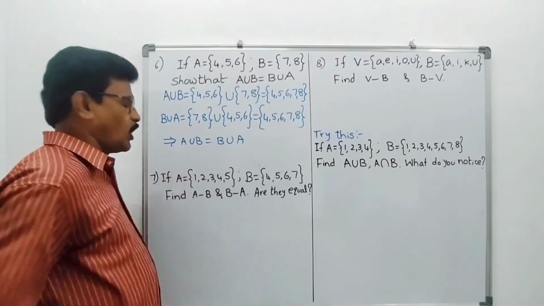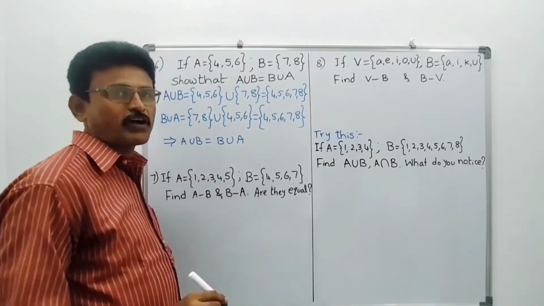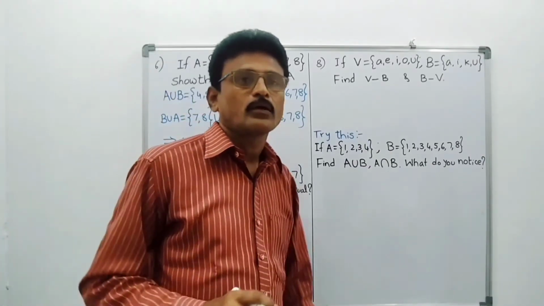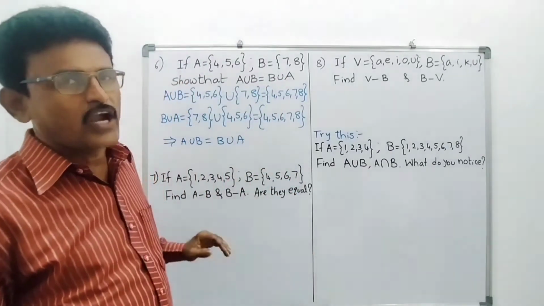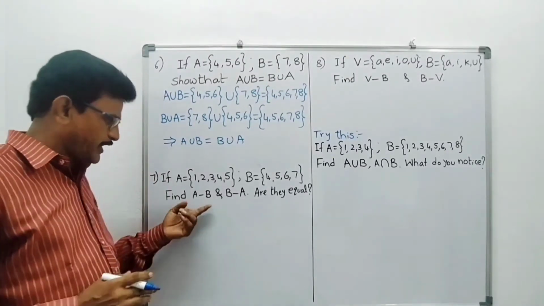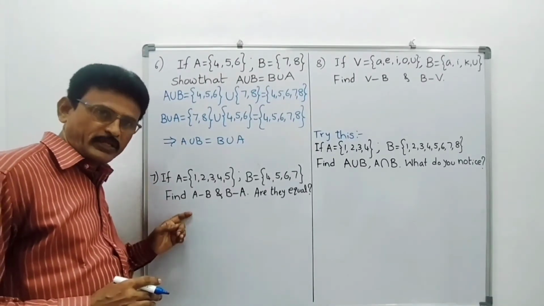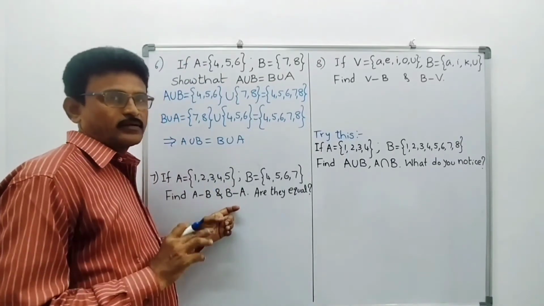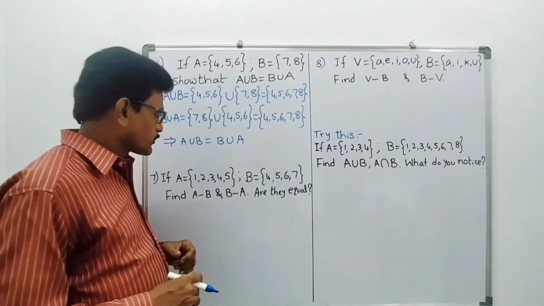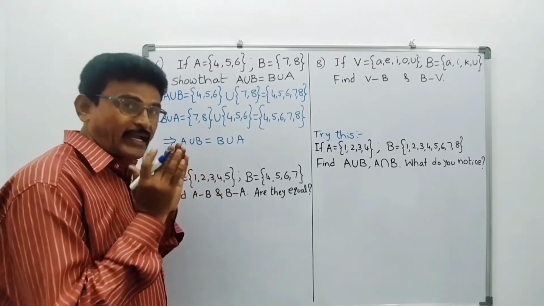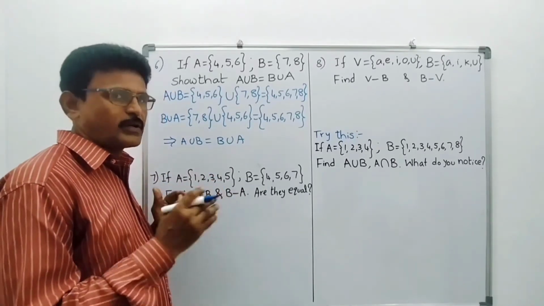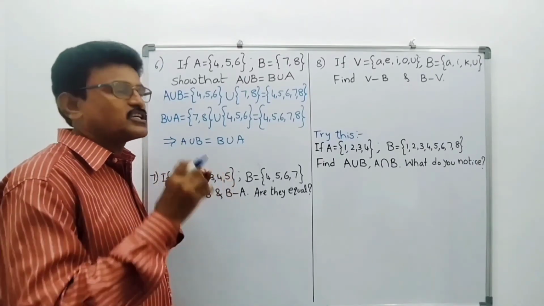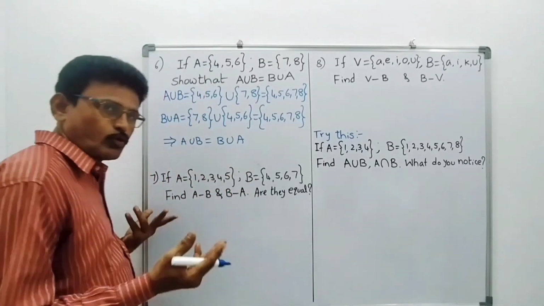Now if A is 1, 2, 3, 4, 5 and B is 4, 5, 6, 7, find A minus B and B minus A. Are they equal? A minus B means we have to remove the elements of B from A. B minus A means we have to remove the elements of set A from B. I will tell it in a different way also. A minus B means A minus of A intersection B. B minus A means B minus of A intersection B. So first we have to observe the intersection part. Simply that part we have to remove from A. We will get A minus B.